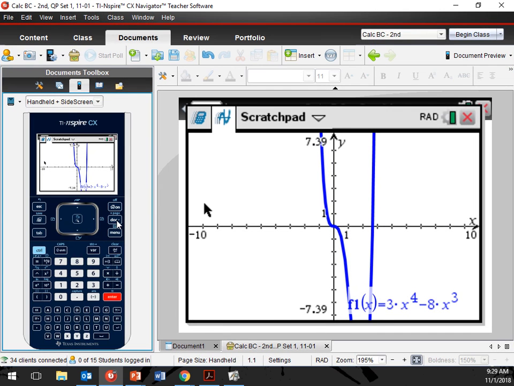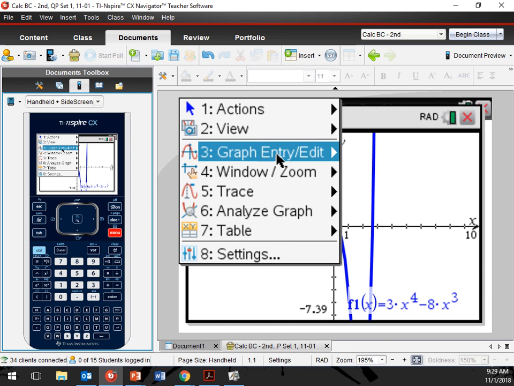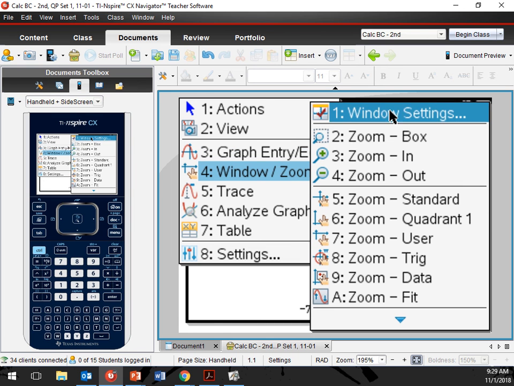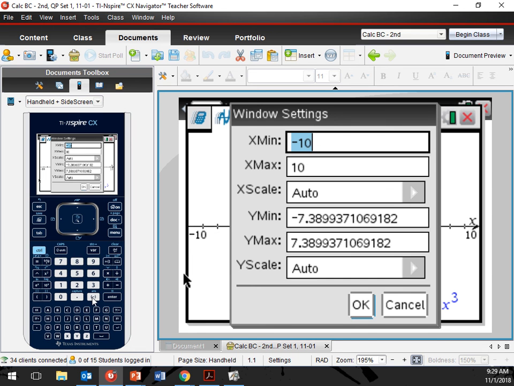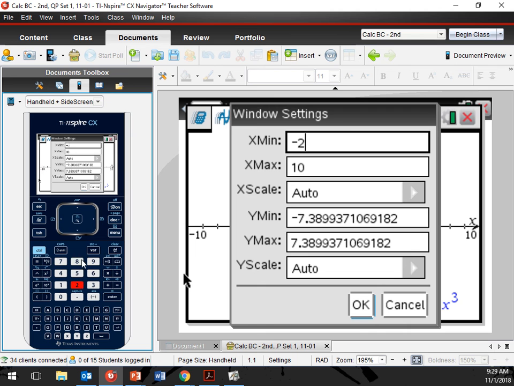Okay, let's match that. So menu, window. So let's go negative, what was it? -2, 4, and y min, what was it? -20? Yeah. It looks spot on. And y max should be, it was 20, 30? Oh, was it 35 or 30? 35? Okay. There we go.